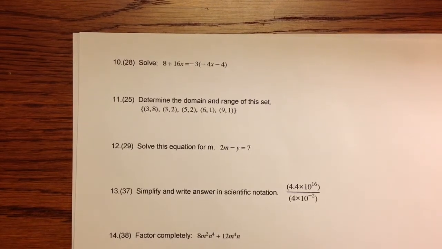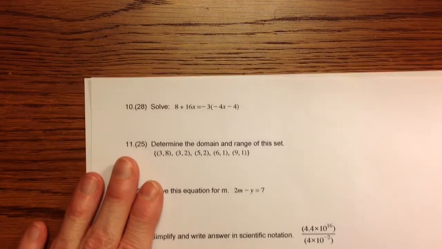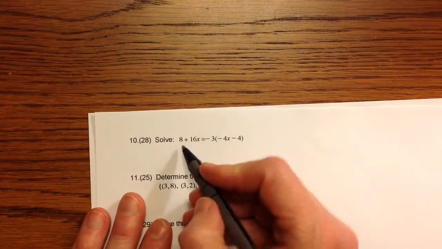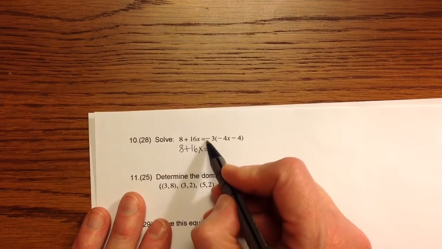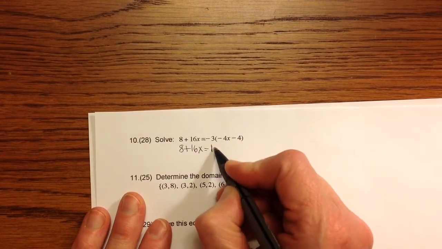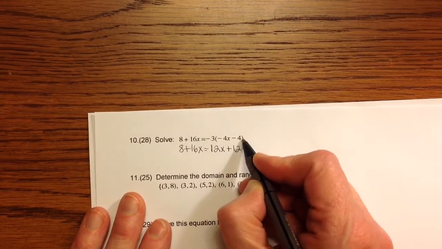Study Guide 8, page 2, number 10. Solve this equation. Got a little distributing. So I've got 8 plus 16x is equal to negative 3 times negative 4, which is 12x, plus 12. Just distributing that negative 3.